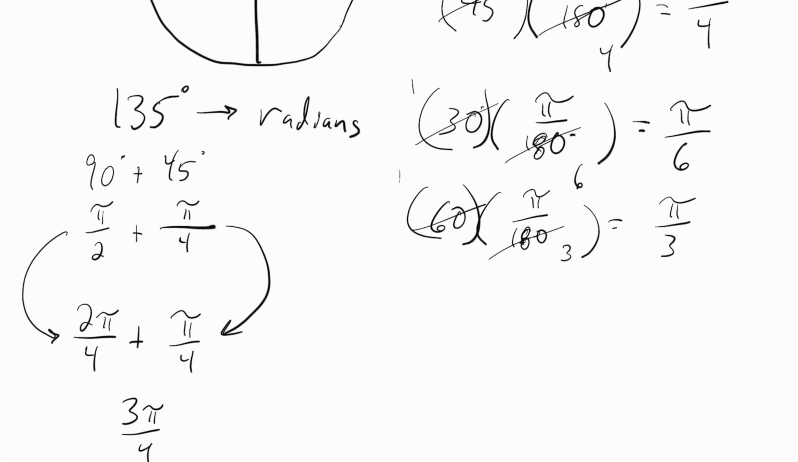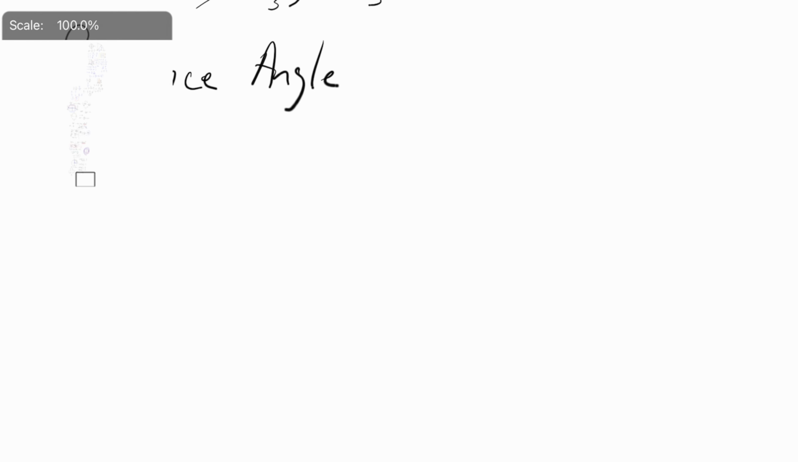Cool. Let's talk about what a reference angle is. I'm going to write this down here. A reference angle. A reference angle is the following. What we've been going over again and again are these angles in the first quadrant, right? 30 degrees, 60 degrees, 45, even 90 degrees. Once you pass 90 degrees, we get into what are called reference angles.